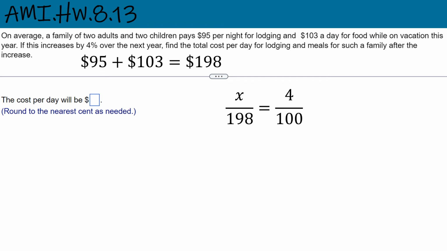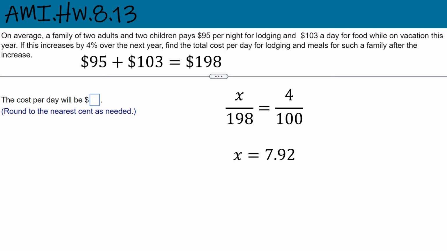So we can actually set up our percent proportion by putting the 4%, 4 over 100, and then we can say that 198 is currently 100. We want to find out what 4% would be. We can cross multiply and divide, and we get x equals 792. So you might be tempted to say, great, I solved my proportion, 4% is 792, so the cost per day is going to be 792.